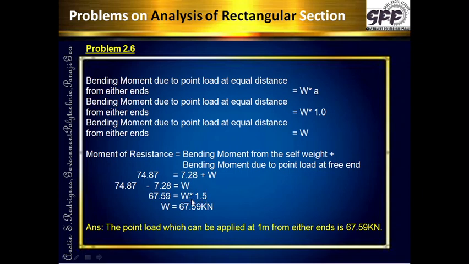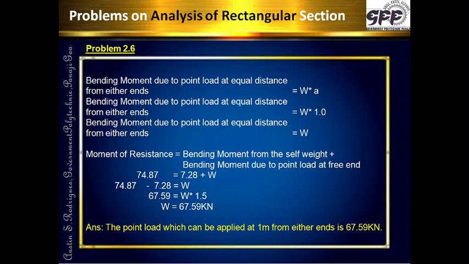Sorry, there is a mistake here. By mistake, that into 1.5 has appeared. It is only W. So W is equal to 67.59 kilonewton. It is only a typographical error in this case. So the point loads which can be applied at 1 meter from either ends are 67.59 kilonewton. From the left hand support and the right hand support, the equal point loads which can be applied safely have a magnitude of 67.59 kilonewton.